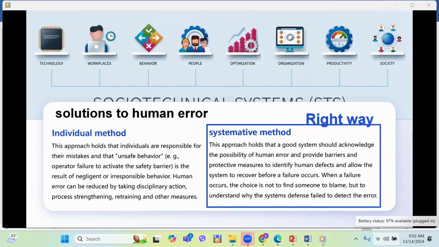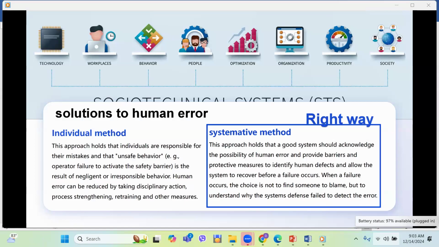Solutions to human error. Usually we have two ways, the individual method or the systematic method. The first way holds that individuals are responsible for their mistakes and that unsafe behavior, for example an operator failing to activate the safety barrier, is the result of negligent or irresponsible behavior. Human error can be reduced by taking disciplinary action, process strengthening, retraining, and other measures.